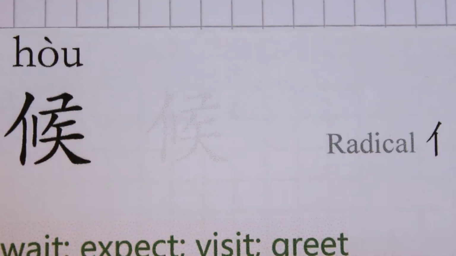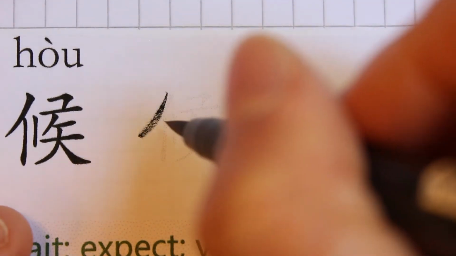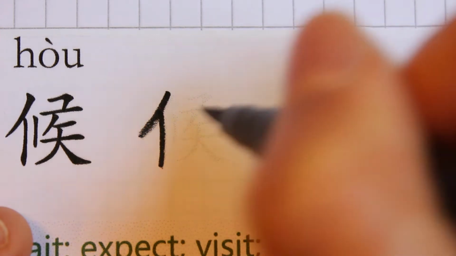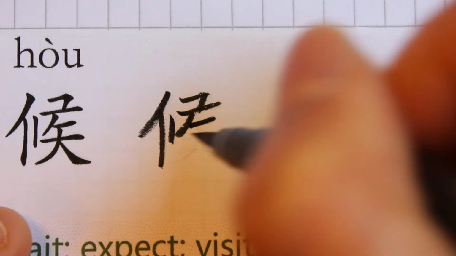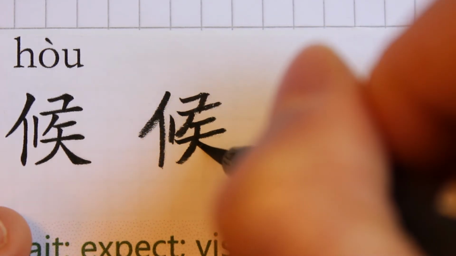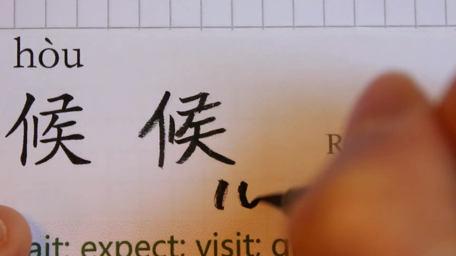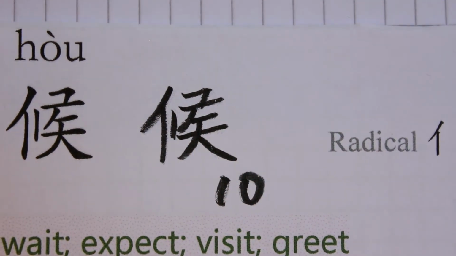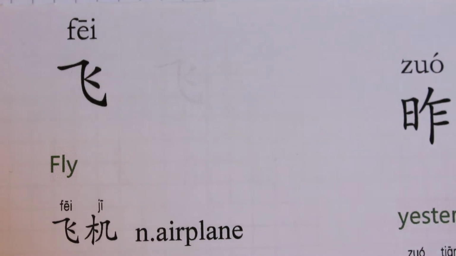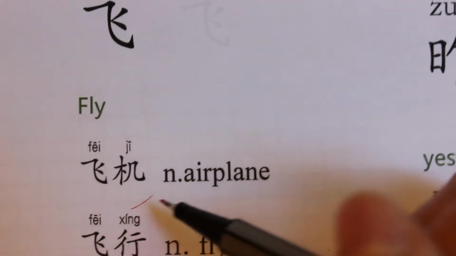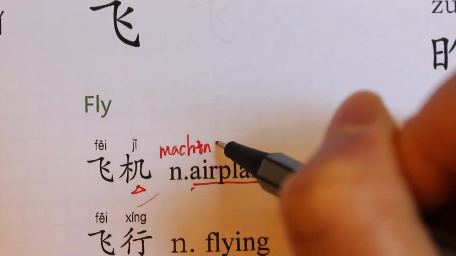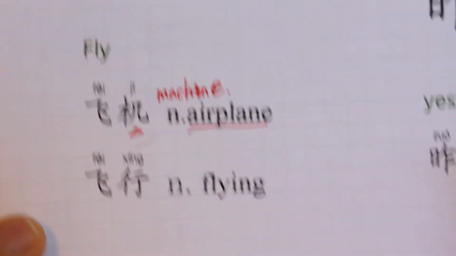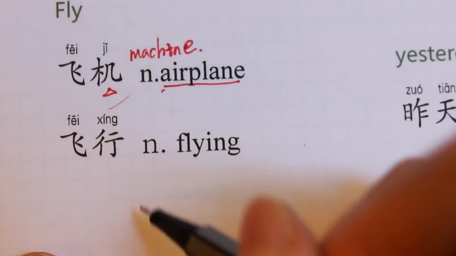一、二、三、四、五、六、七、八、九、十。So 后 has 10 strokes. 后有10画。The next character is 飞。飞 is very simple. It just means fly. So 飞机 means airplane. 机, you have learned, means the machine. So the flying machine means the airplane. And the next one, 飞行, flying.